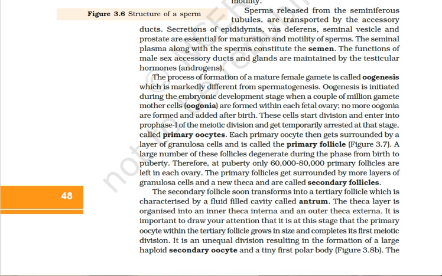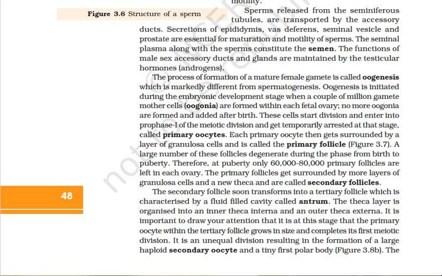A couple of million gamete mother cells called oogonia are formed within each fetal ovary. No more oogonia are formed and added after the birth. I repeat, no more oogonia are formed after the birth of the female child.